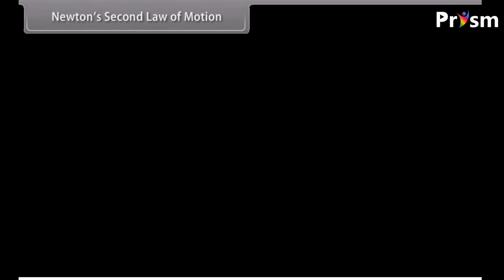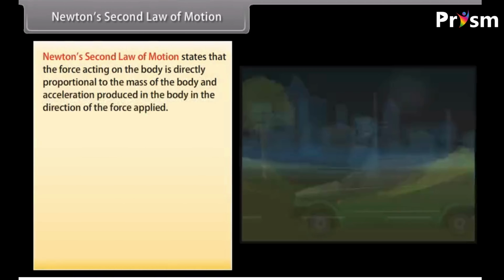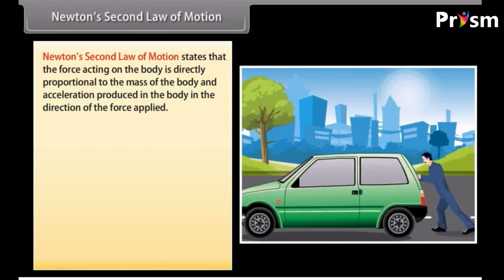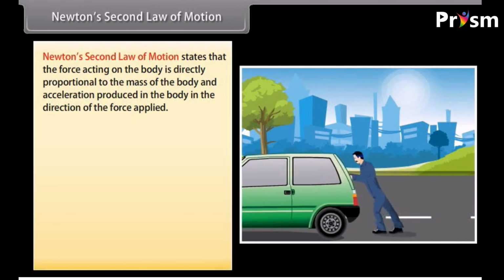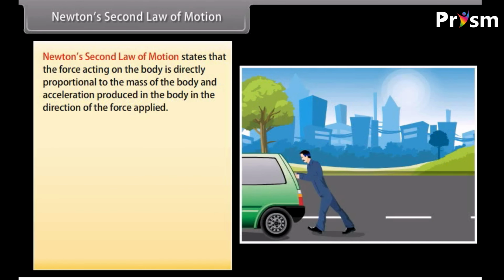Newton's second law of motion. Newton's second law of motion states that the force acting on the body is directly proportional to the mass of the body and acceleration produced in the body in the direction of the force applied. F is equal to m into a, where F is equal to force, m is equal to mass, a is equal to acceleration. Units of force.